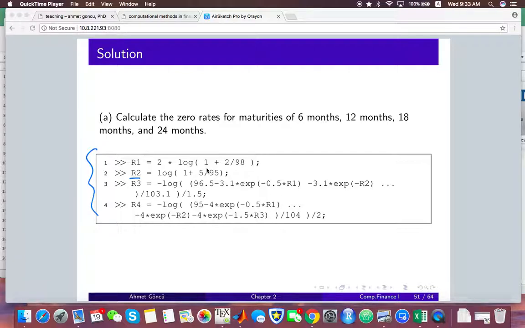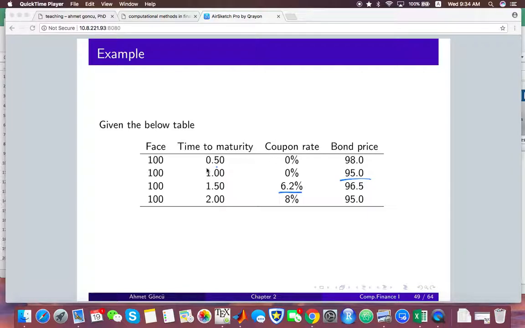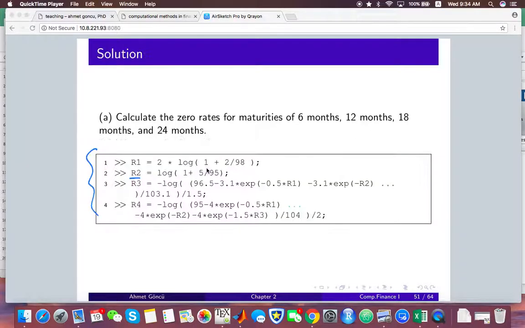And for the 1.5-year maturity, again, you can notice that this time we have coupon payments of $3.1 every 6 months. So here we are directly solving the equation with respect to the unknown, which is the 1.5-year zero rate, denoted by R3. That's given by calculating the present value of the previous cash flows using the right zero rates. These are the coupon payments, and we subtract that from the bond price, and divide it by the last payment, $103.1, which is at the end of the 1.5 years. And if you divide this natural log by 1.5, then you will get the zero rate for the 1.5-year maturity.